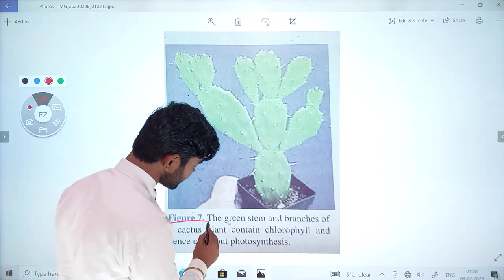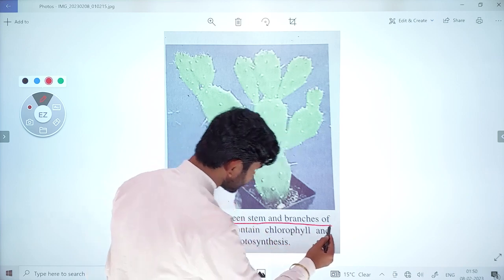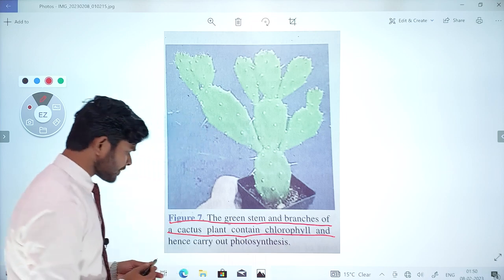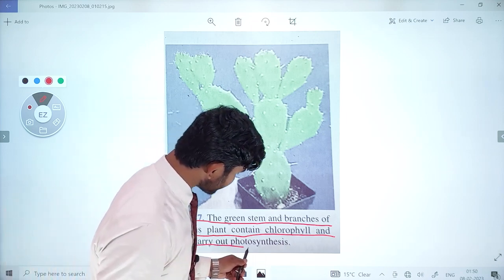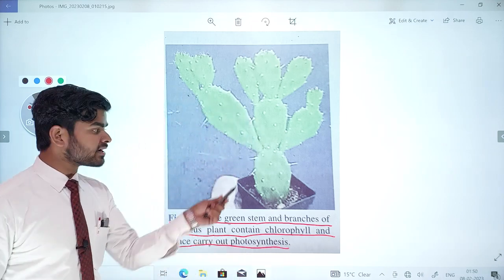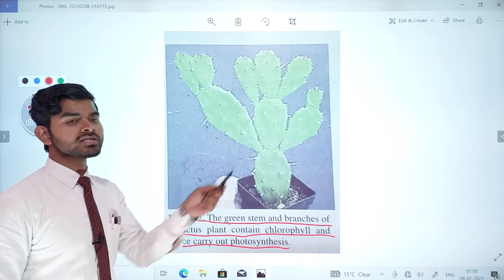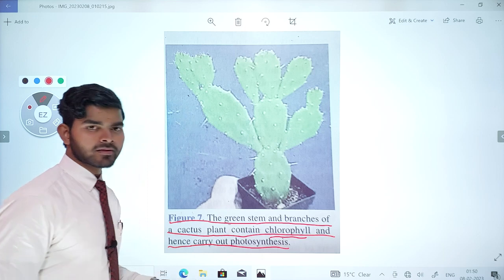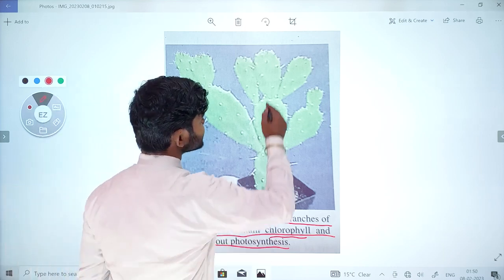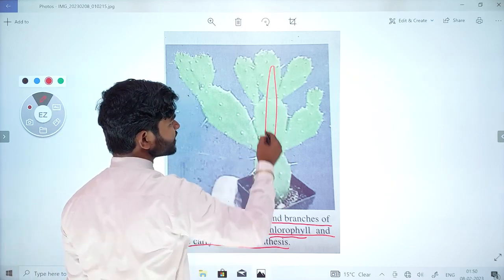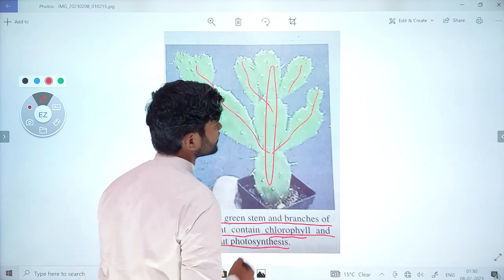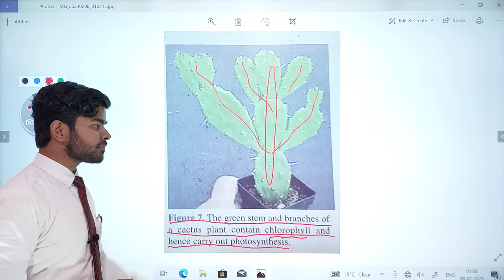The figure says that the green stem and branches of a cactus plant contain chlorophyll and hence carry out photosynthesis. Why can these green branches and green stems do photosynthesis? Because they contain chlorophyll. So this is the stem, and these are the branches of this particular cactus plant.